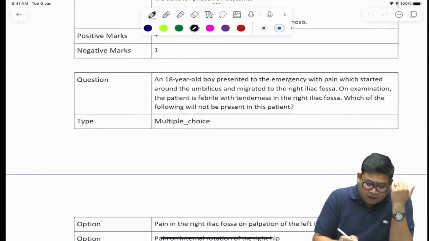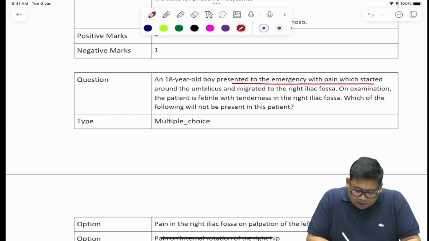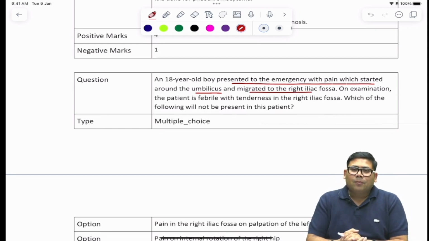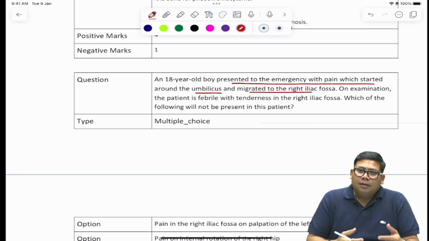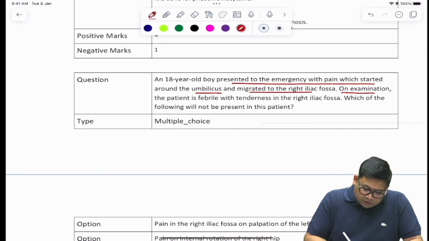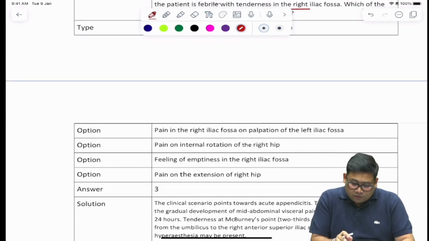The another question that we have is: an 18-year-old boy presented to the ER with pain which started around the umbilicus and migrated to the right iliac fossa. You know, it's a favorite case of every surgeon. We are thinking now in terms of Meckel's diverticulum, or we can talk about acute appendicitis. So basically it is acute appendicitis because Meckel's diverticulitis is not that common. Anyways, on examination the patient is febrile and there is tenderness in the right iliac fossa. Which of the following will not be present in the patient? So we are talking about acute appendicitis.